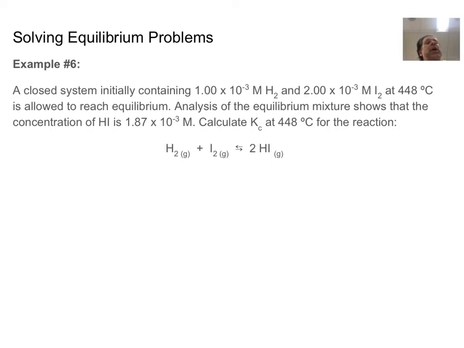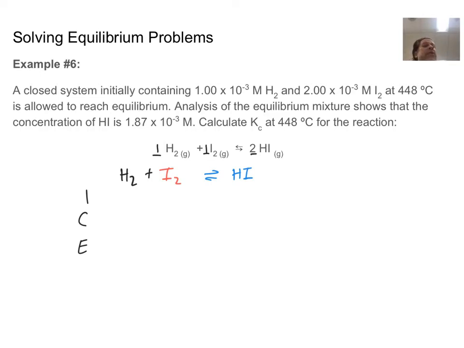Analysis of the equilibrium mixture shows the concentration of the product, HI, is 1.87 times 10 to the minus third molar, and we're asked to determine Kc. We've been given the reaction, which is balanced as 1, 1, and then 2. So I'm going to set up my ICE table with H2, I2, and HI. In this case, ICE stands for initial, change, and end concentration.